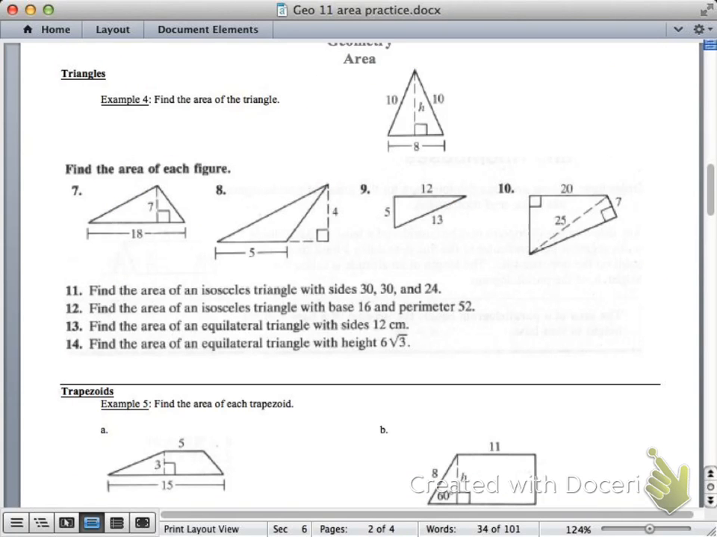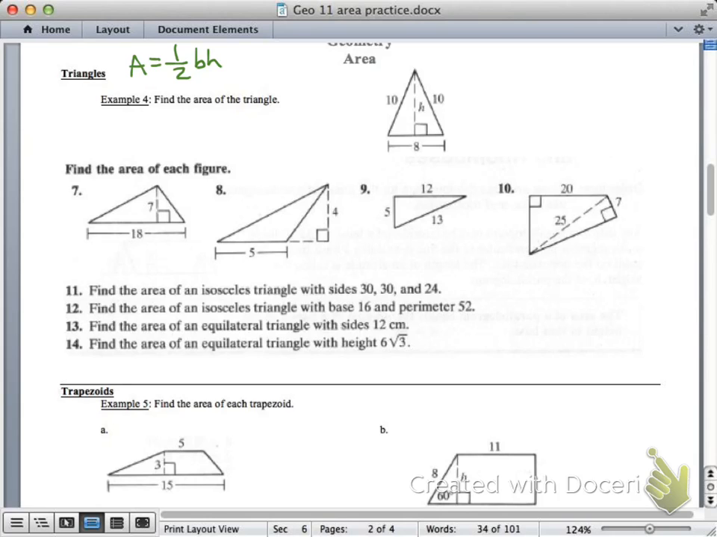Okay, I expect that you remember some things from your previous mathematical lives about triangles, that the area of a triangle is equal to 1/2 the base times the height. Remember, base times height is the area of a rectangle or a parallelogram, so every triangle is half of some parallelogram. Okay?